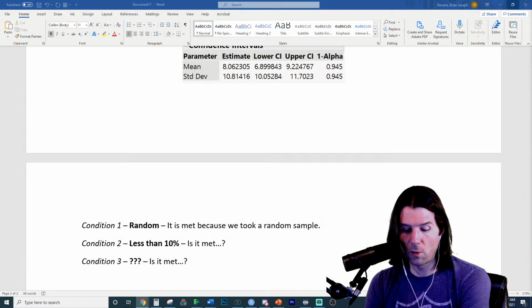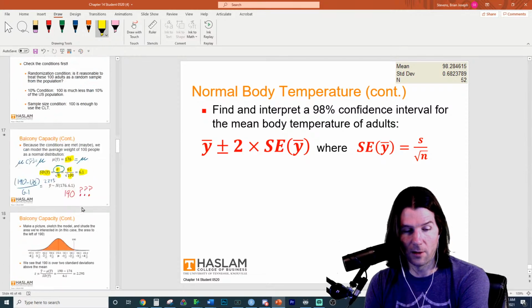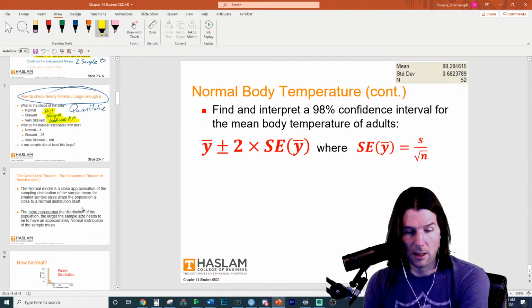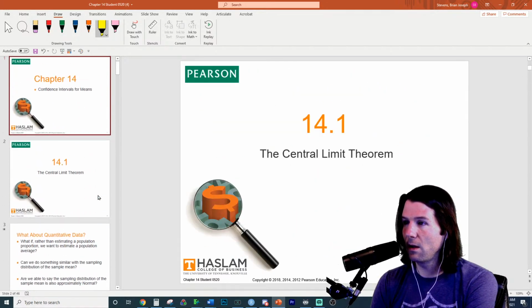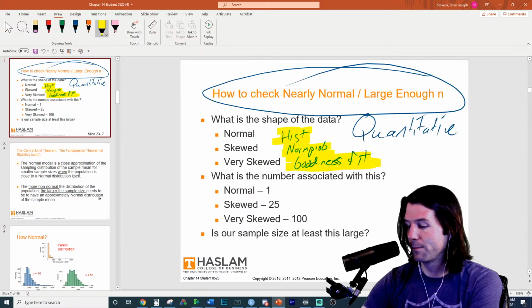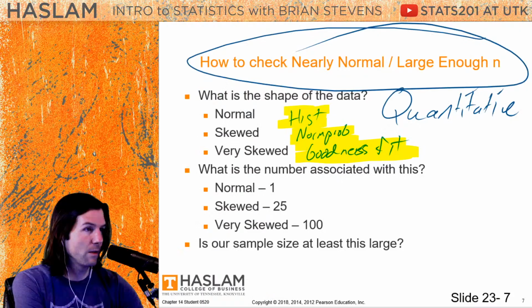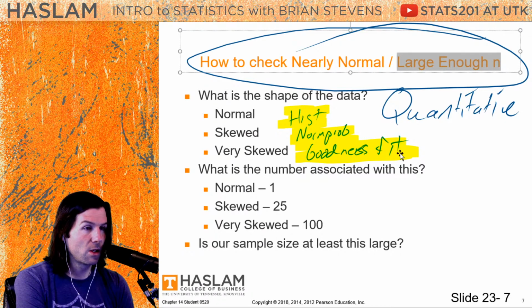The way this condition works is we have certain numbers that we use, and I've got them over here in the notes. Here are the numbers right here. So the numbers are 1, 25, and 100. And notice for the nearly normal condition to be met, n needs to be larger. We need to have a large enough n.